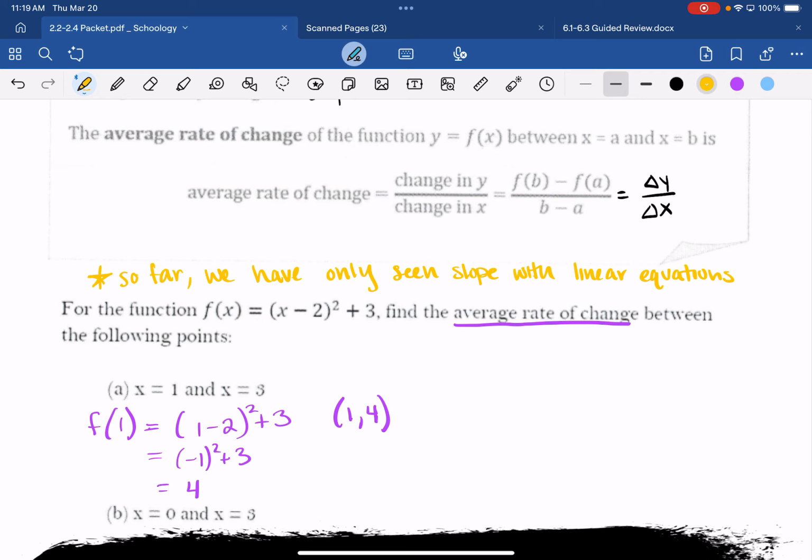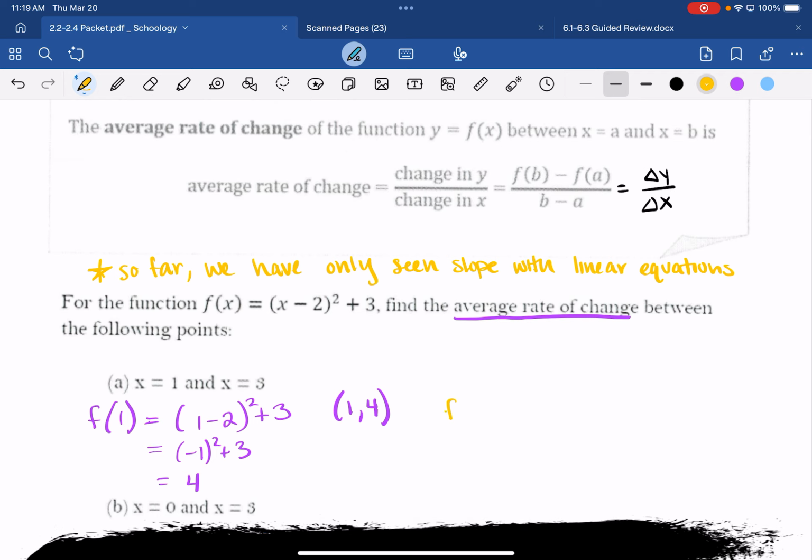Now let's find the other point they want us to use. So f of 3, plug in the 3: (3 minus 2) squared plus 3. I get 1 squared plus 3, so I get 4 again. So that one is (3, 4). I'll write it over here so it's nice and even.